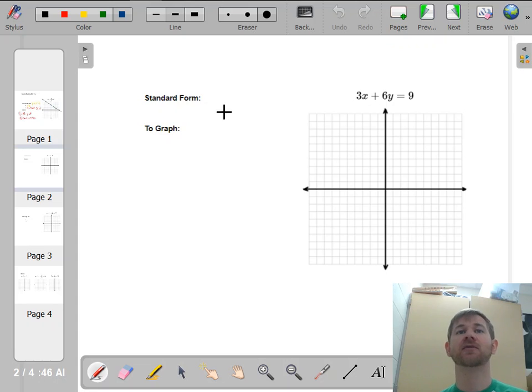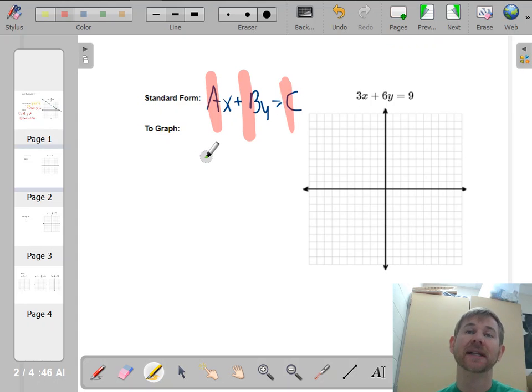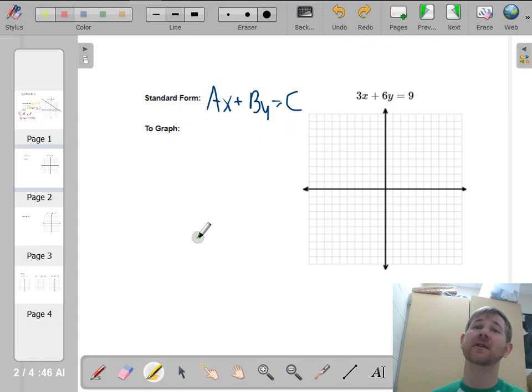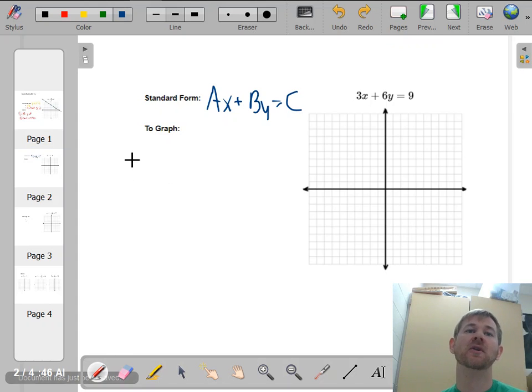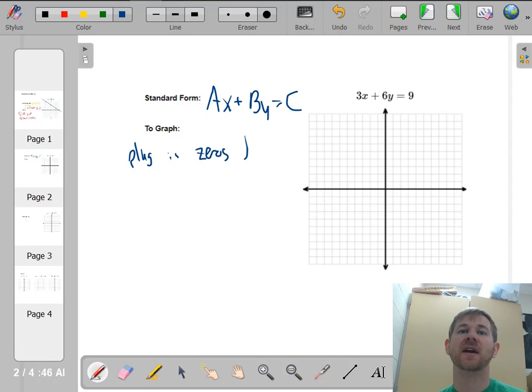Standard form. Standard form is ax plus by equals c. Now, by themselves, a, b, and c don't really mean anything. A, b, and c are just kind of placeholders for coefficients. If you move stuff around, you can learn the slope and you can learn intercepts. But to graph, what we normally do is plug in zeros to find intercepts.